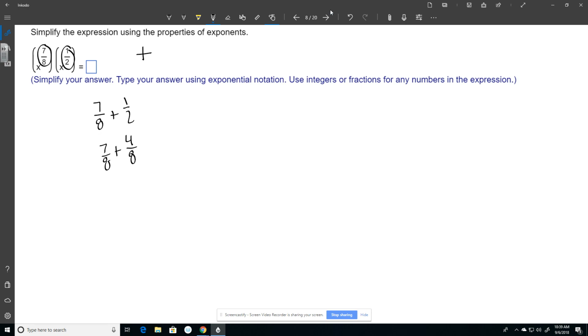This is high school math. By now, hopefully you remember that we need a common denominator. 7 plus 4 is 11/8. So our answer is x raised to the 11/8 power. I'm going to check this really quick. Simplify your answer. Type your answer in exponential form. So it wants an exponent, not a radical. So it wants 11/8. Use integers and everything else looks good.